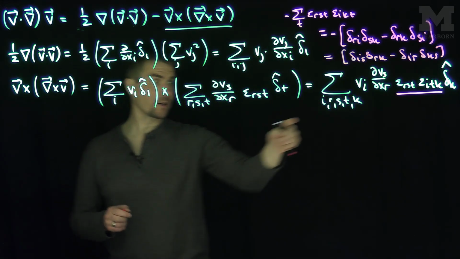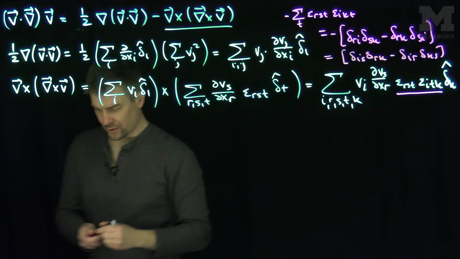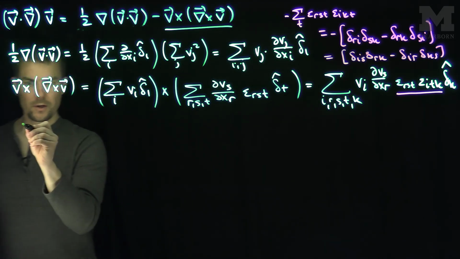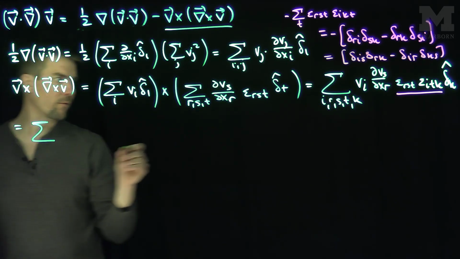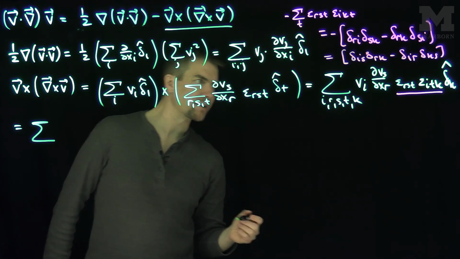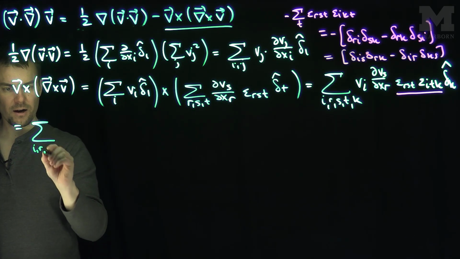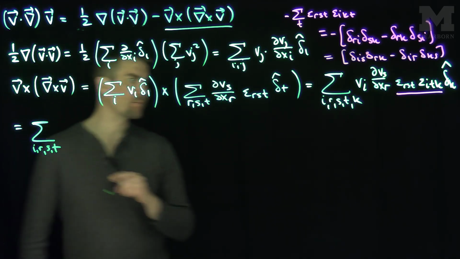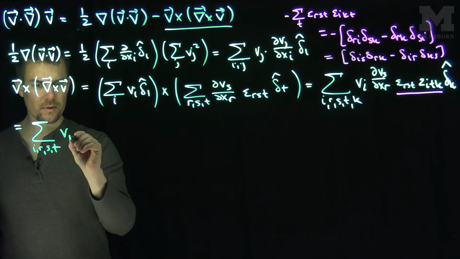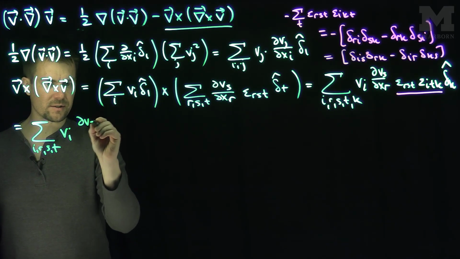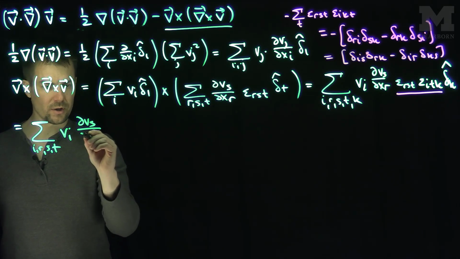Now I can eliminate the sum over k. Let's go back to our original series for the second term. The second term is going to be the sum over four indices, i, r, s, and t, of vi, then partial vs, partial xr.